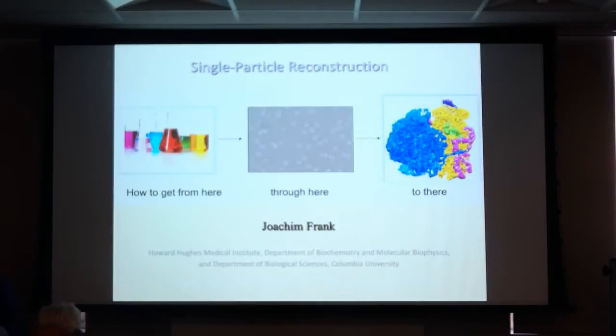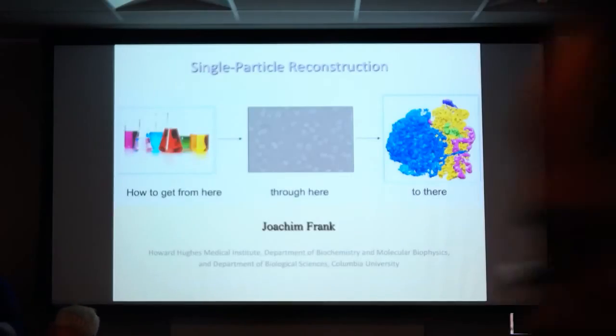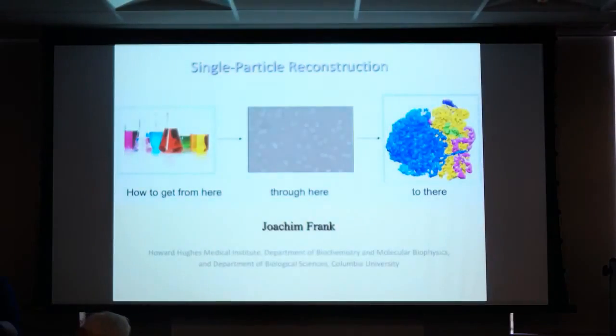Today's keynote lecture is Joachim Frank. He is a professor of biochemistry and molecular biophysics and biological sciences at Columbia University. Back in 1975, he was at Wadsworth and did a lot of his seminal work in image processing. In 2006, he was elected to the National Academy of Sciences. In 2014, he received the Franklin Medal in Life Science.